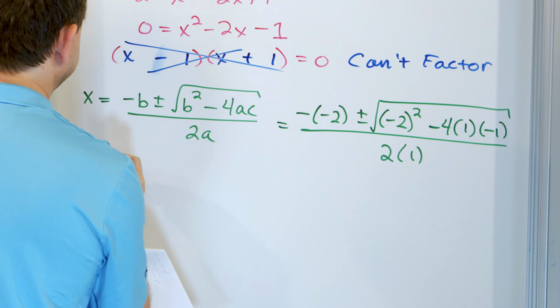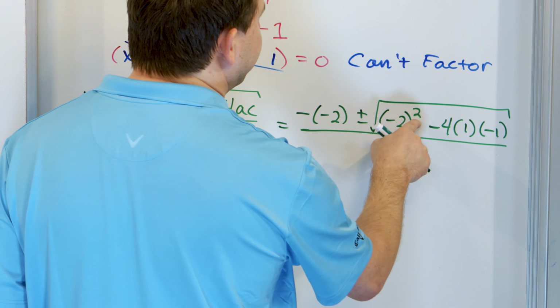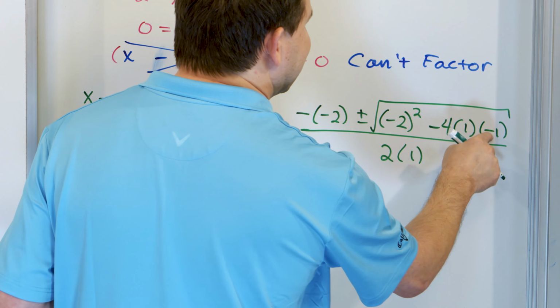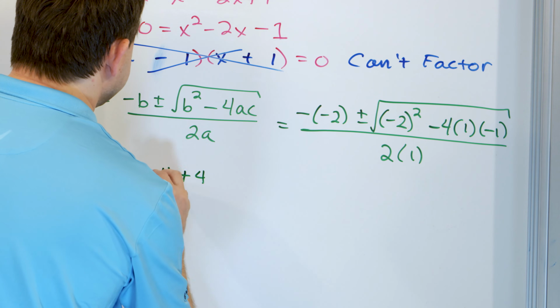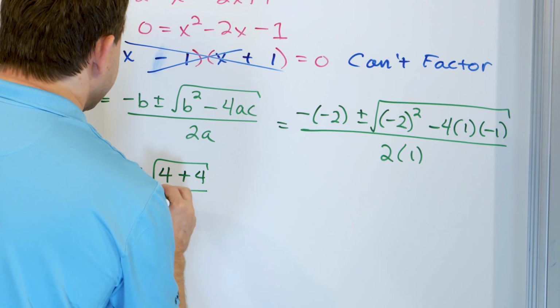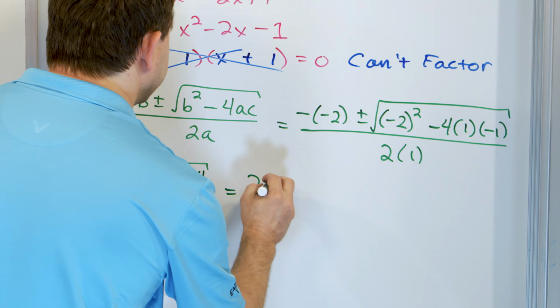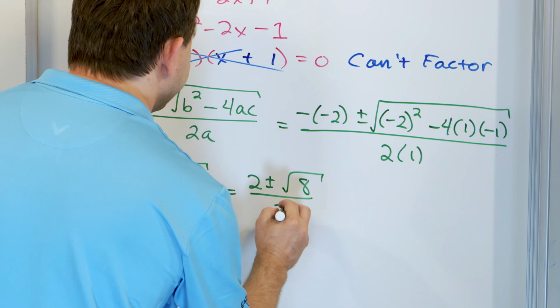So negative times negative is positive 2, plus or minus. On the inside here, this is going to give you a positive 4. And then negative times negative will give you positive 4 also. So you have positive 4 inside of there, you have a radical here, and then on the bottom a 2. So what you have is 2 plus or minus the square root of 4 plus 4, which is 8, over 2.